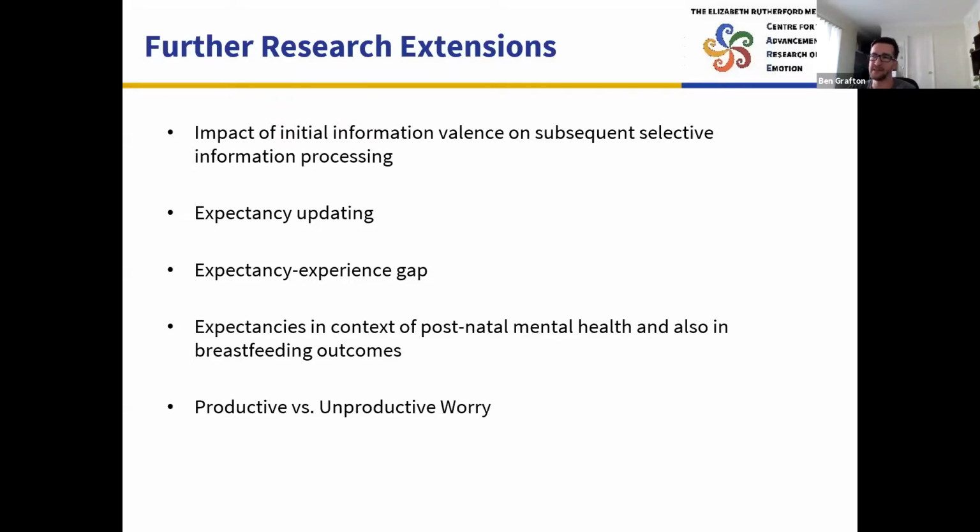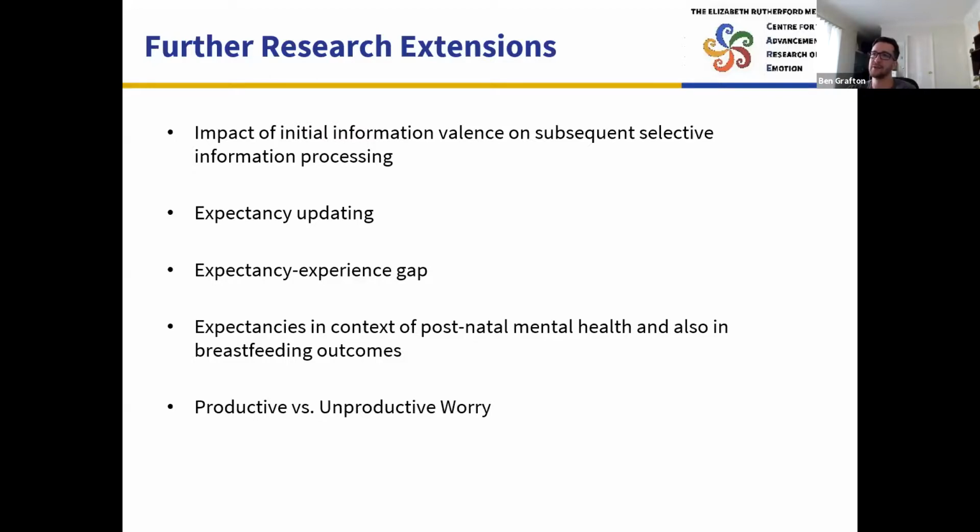And we have a whole bunch of other lines of research now looking at expectancy updating. The idea that it's not the initial expectancies that we formulate that are going to be driving anxiety vulnerability, but it's going to be the way in which we update our expectancies. Because if you think about it, you only develop your initial expectancy once, but then you've got countless opportunities to update that expectancy in the light of new information, for example.